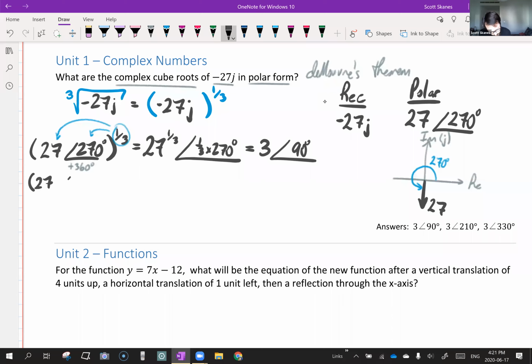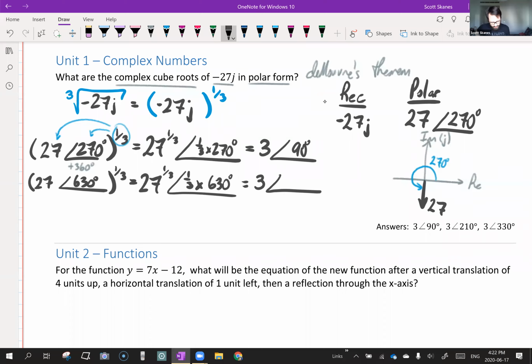So let's go through this process again. 270 plus 360, 630. And the exact same rules apply. You don't need to write out every step. I write out every step because I have a tendency to make little stupid mistakes that I can't find later. So I learned to show everything, then I can find my mistakes. De Moivre's theorem. What you get is 3, and then what's 630 divided by 3? It's 210.